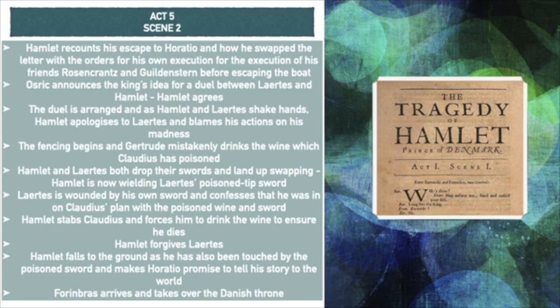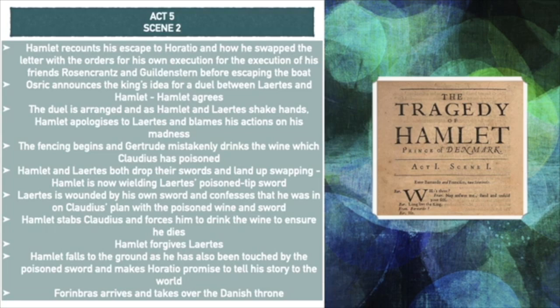The duel is arranged, and as Hamlet and Laertes shake hands, Hamlet apologizes to Laertes and blames his actions on his madness. So remember, Laertes is quite mad at Hamlet. He's been responsible for killing Polonius, Laertes' father, and he thinks that Hamlet might also be responsible for Ophelia's death as well. And so Hamlet does apologize, but he also blames it on his madness, so it's not perhaps a true apology in that way. The fencing begins, and Gertrude mistakenly drinks the wine which Claudius has poisoned.